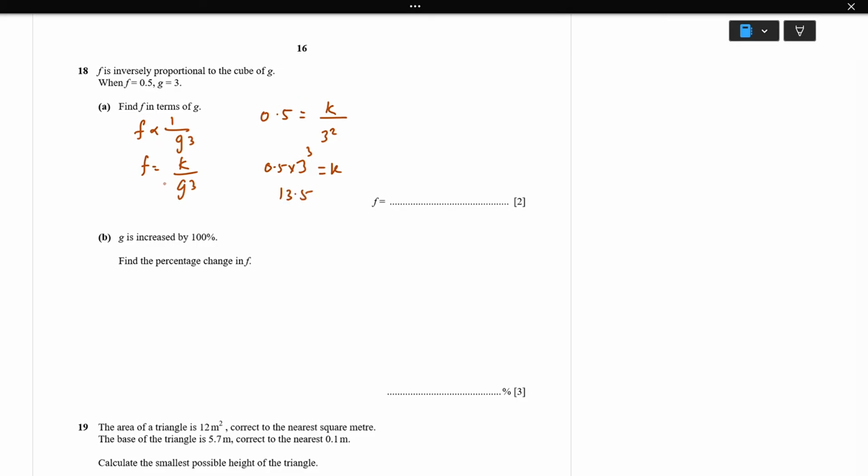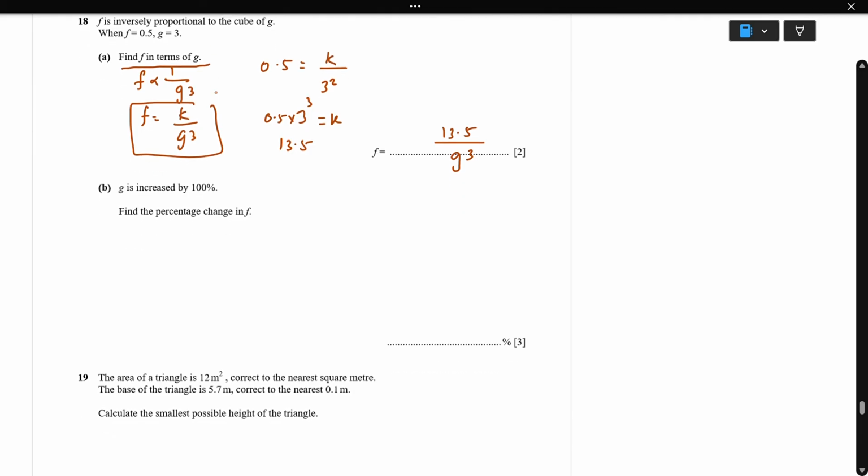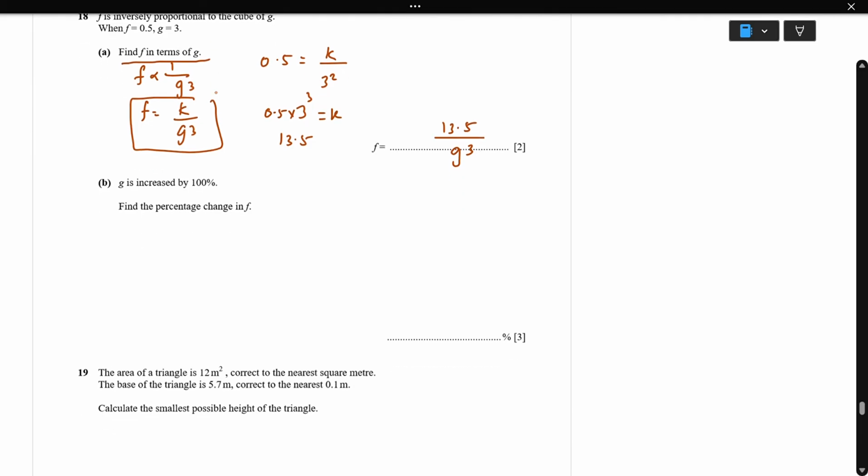Just substitute this here. So F equals K value, 13.5 over G cubed. That's it. So we find F in terms of G. We got the answer. Next, G is increased by 100%.